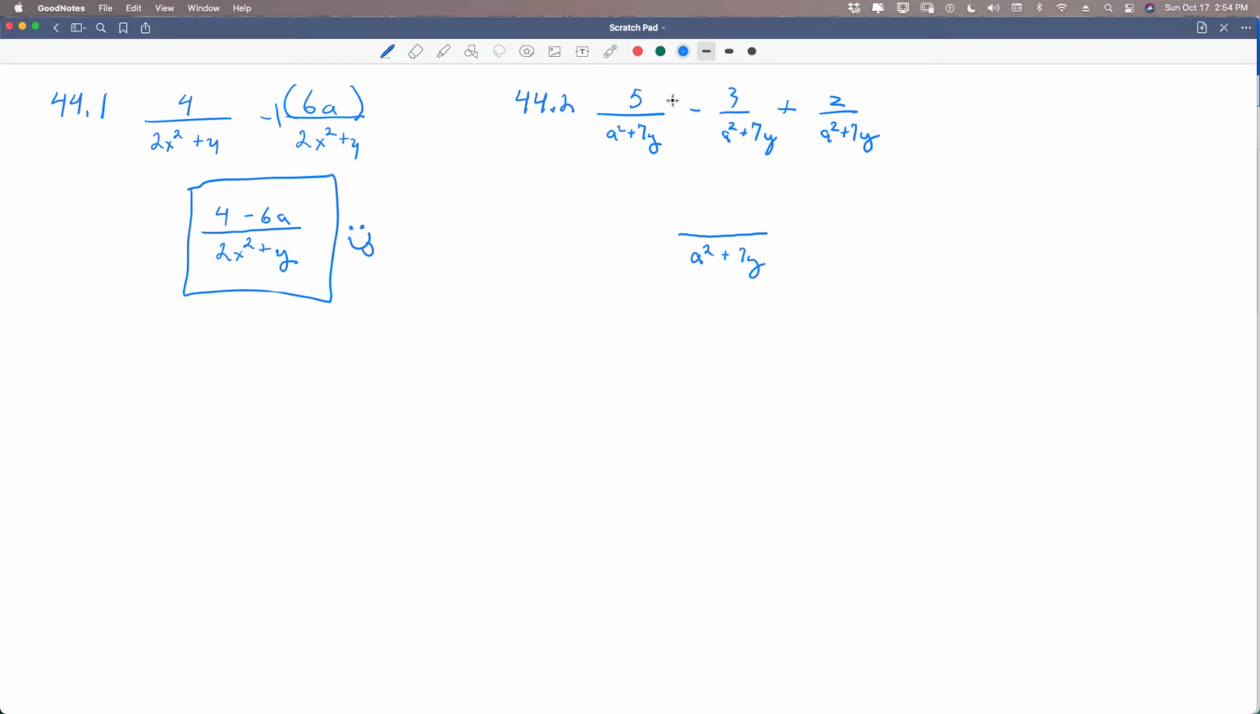And we're going to look at what we have on top. We have a whole number minus a whole number plus a variable. We can combine these whole numbers. 5 minus 3, that's 2. So we can just say 2 for these plus z. All right, plus z. That's it.